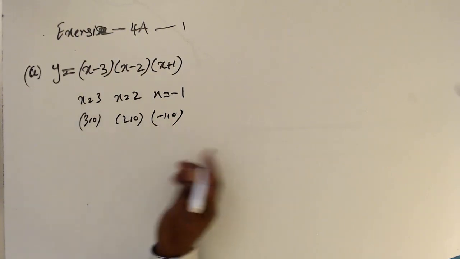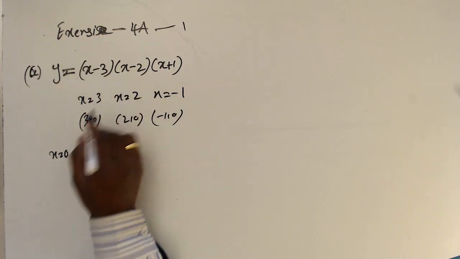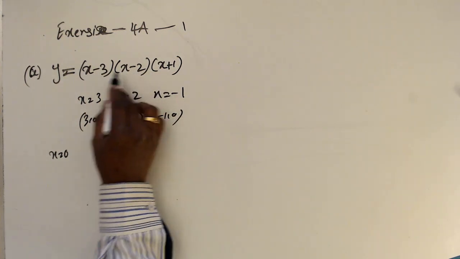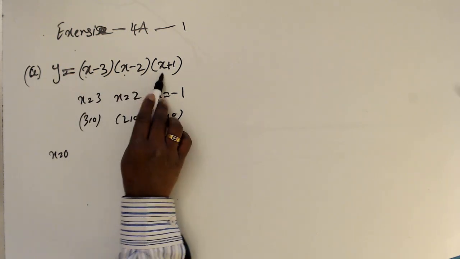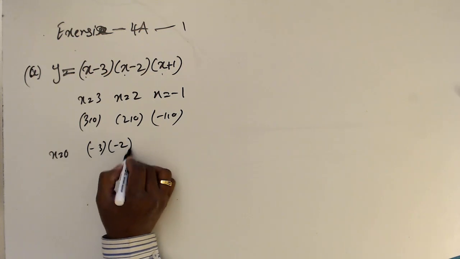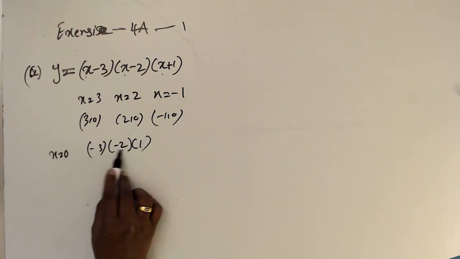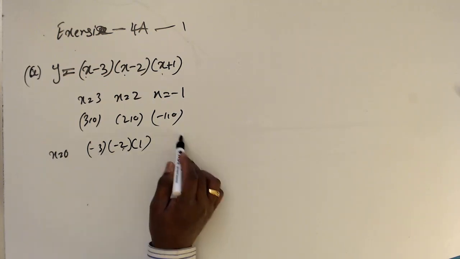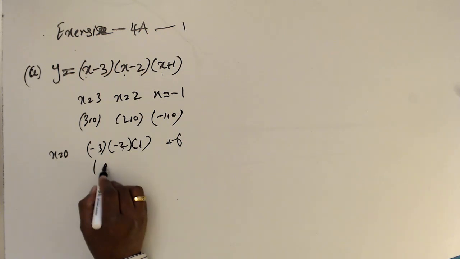Then I will explain a little bit, then I'll write it again. When x equals 0, what will happen? 0, 0, 0. Then this is 0, this is 0, this is 0. Then you can see something like this: minus 3 times minus 2, 3 times 2, 6 times 1, 6. Minus times minus is plus, times plus is plus, so 6. So (0, 6).